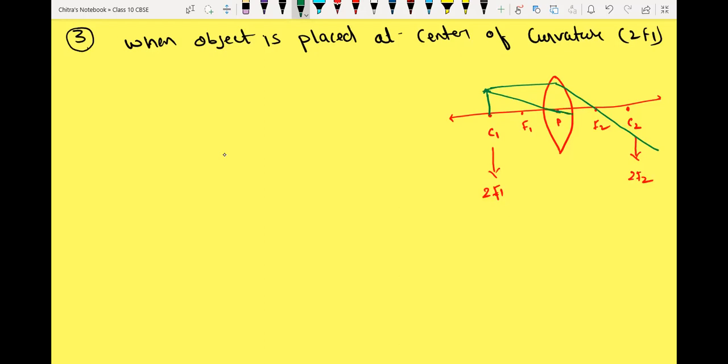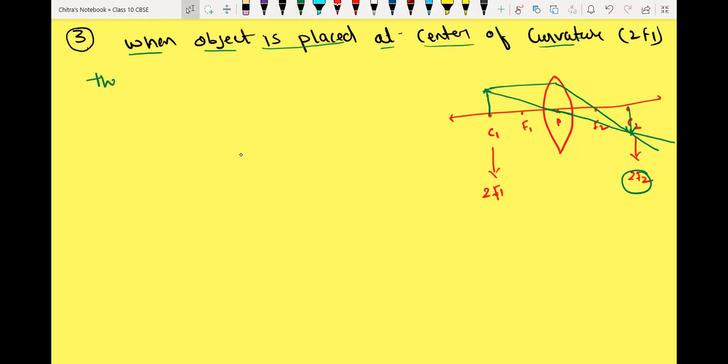The image will be formed at C2, right? Yes, that we will take after the intersection. See the intersection over here. The point of intersection is just on C2, meaning it is on 2F2.